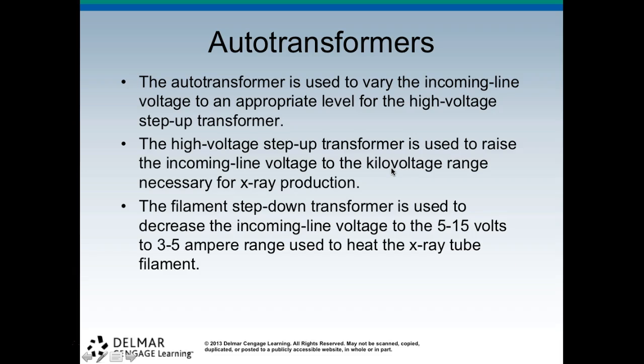The autotransformer is used to vary the incoming line voltage to an appropriate level for high voltage step-up transformers. The high voltage step-up transformer is used to raise the incoming line voltage to the voltage range necessary for X-ray production. So the filament is a step-down transformer. It's used to decrease the incoming line voltage to 5 to 15 volts at 3 to 5 amperage, used to heat the X-ray tube filament.